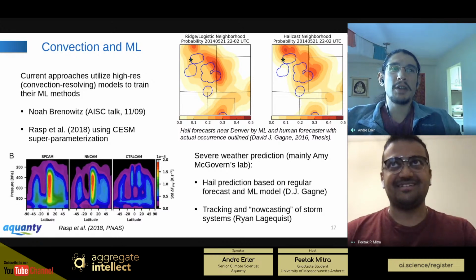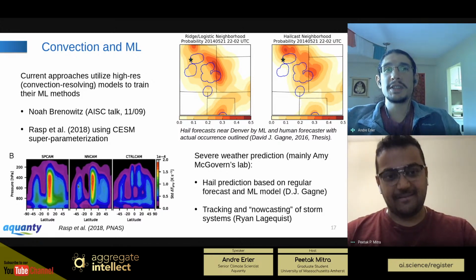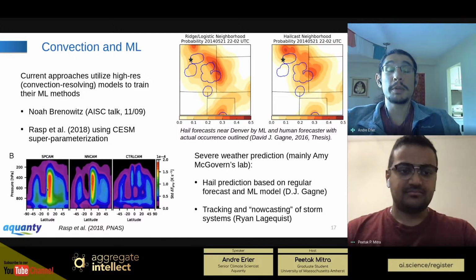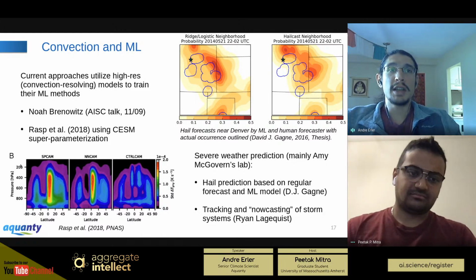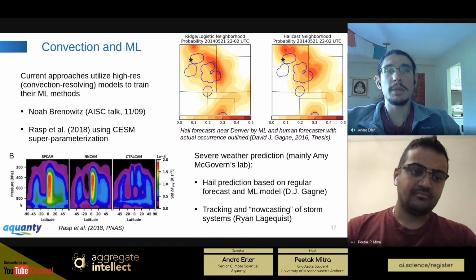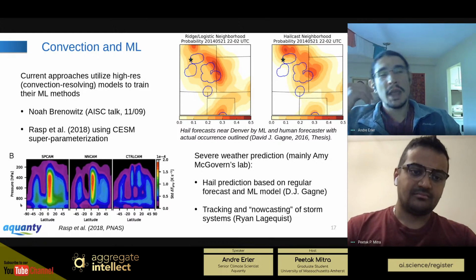And in this graph on the lower left, you can sort of see the SPCAM, that's the super-parameterization, where he has this little 2D model running at every grid cell, and it shows latitude and height. Pressure is altitude, basically, inverse pressure.